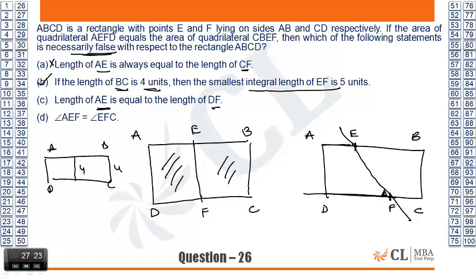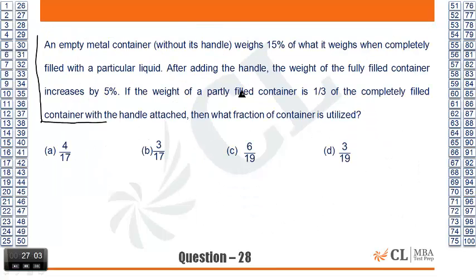Which of the following is necessarily false? Length of AE can be equal to length of DF. Okay, huh? It can be a straight line. AEF equal to EFC. AEF equals to EFC. That looks perfect. Okay, I think it will be 27. 20.